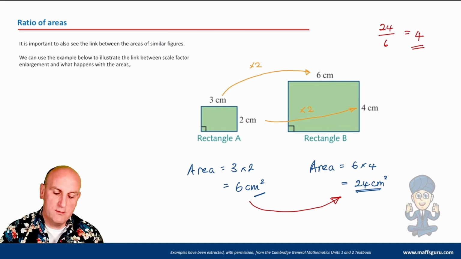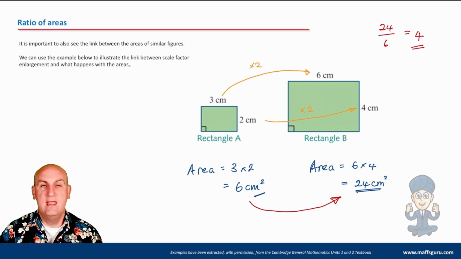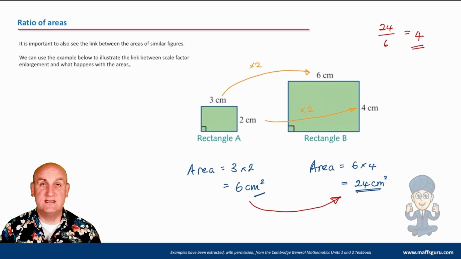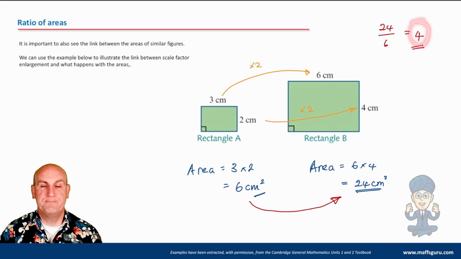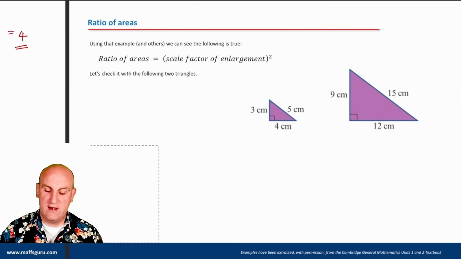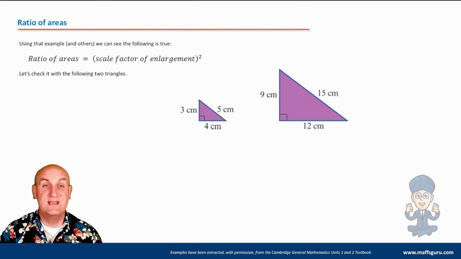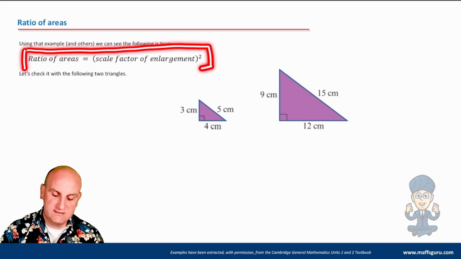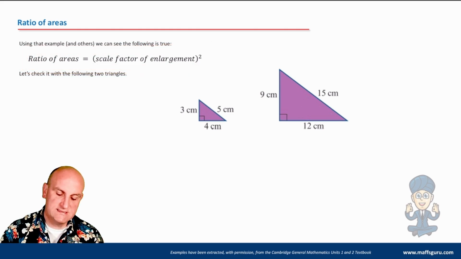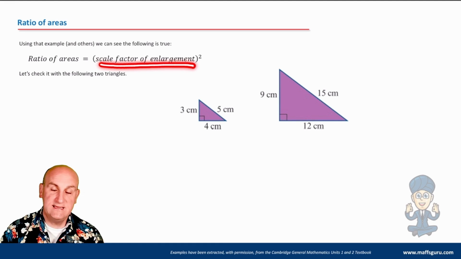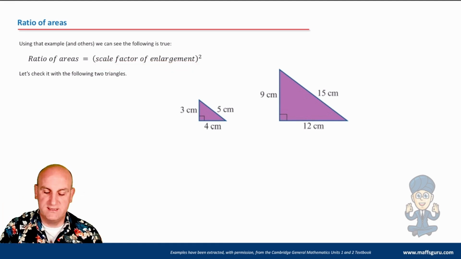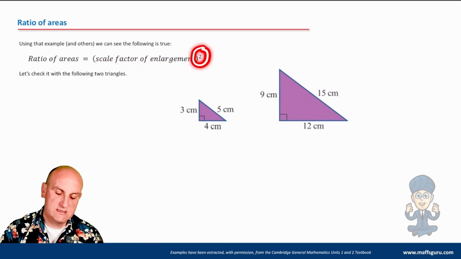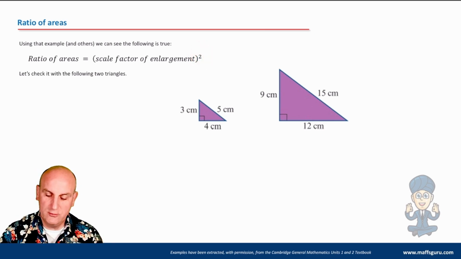So if I know my scale factor enlargement, and I know how many sides I'm multiplying, I can actually get my area. But there's got to be an easier way, because you guys love a formula. Of course you do. The ratio of areas is given by my scale factor of enlargement. That's for one side. How much have I multiplied by to get to one side? And you simply square it, right? Times it by itself.